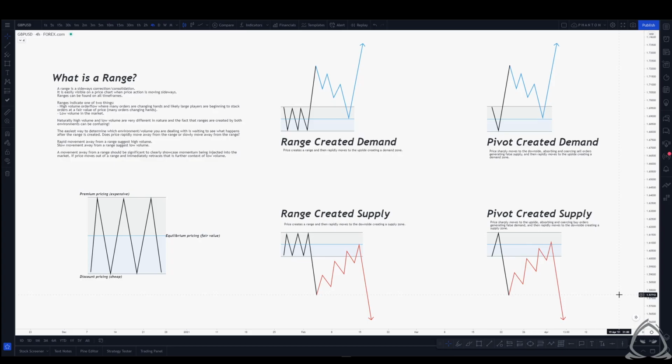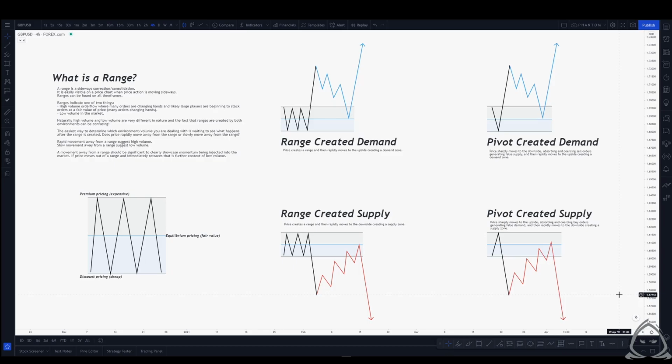It's not really moving in any direction up or down. It's moving sideways. It's very easily visible on any price chart. You'll know when price is consolidating and moving sideways. One thing to note is ranges can be found on all time frames, and sometimes you need to look up a time frame in order to see that you actually truly are in a range if you're too zoomed in. Ranges indicate one of two things.